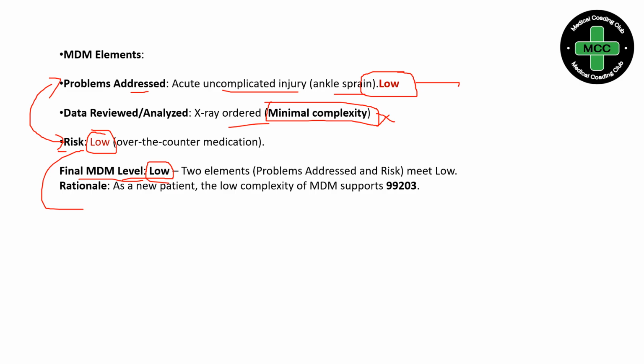Okay, so in the rationale you can see two elements, problem addressed and risk, meeting low. So we have to go by low complexity of final MDM. So our answer will be 99203. So for the previous question, the answer must be 99203. Okay, I hope you got it. So let's move to one more question.